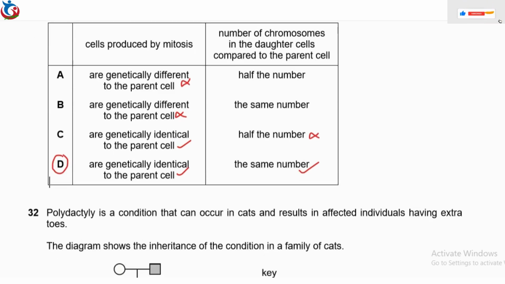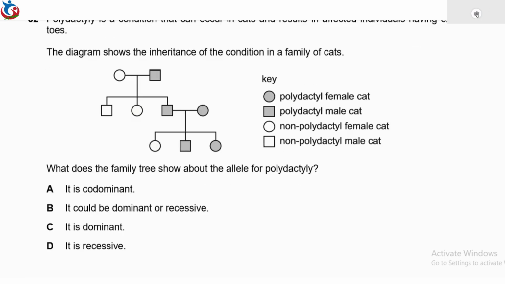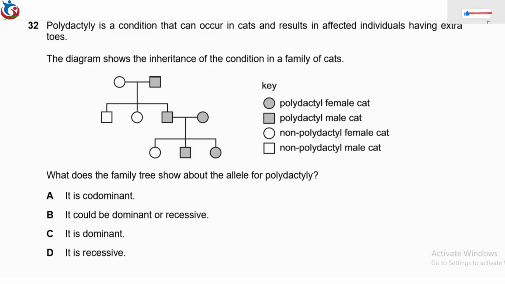So move straight to question 32, which says, polydactyly is a condition that can occur in cats and results in affected individuals having extra toes. The diagram shows the inheritance of the condition in a family of cats. So you can see the chart, the family tree.